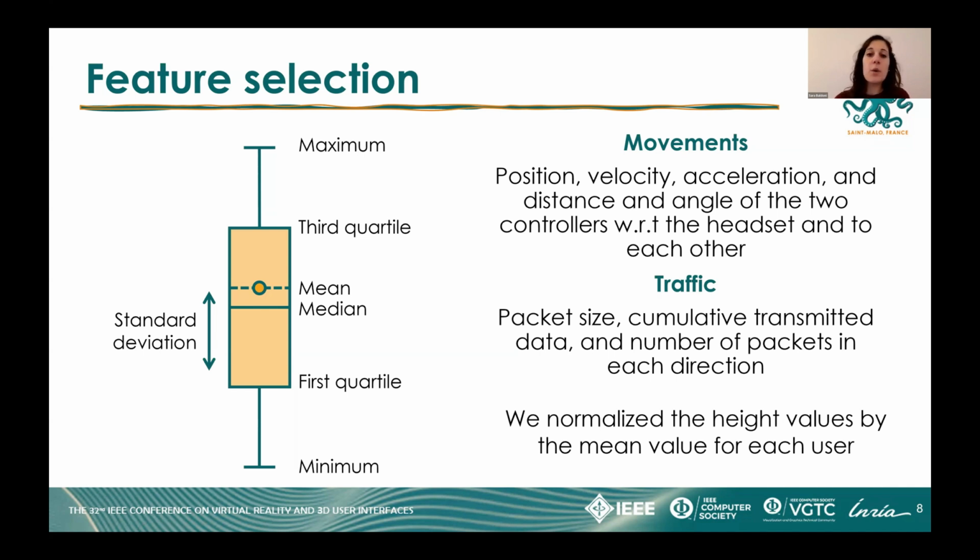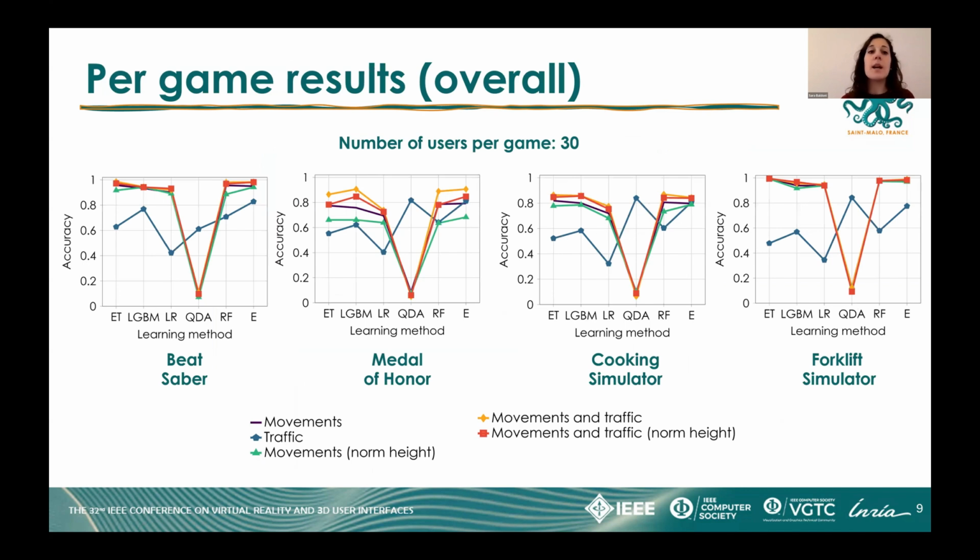For the traffic, we considered the packet size, the cumulative transmitted data, and the number of packets exchanged in each direction. In order to test the robustness of the proposed method, we also considered the case in which all the movement data were normalized with respect to the height, which could be a relevant and informative parameter for user identification. Here I report the results obtained for the different methods and for the different games.